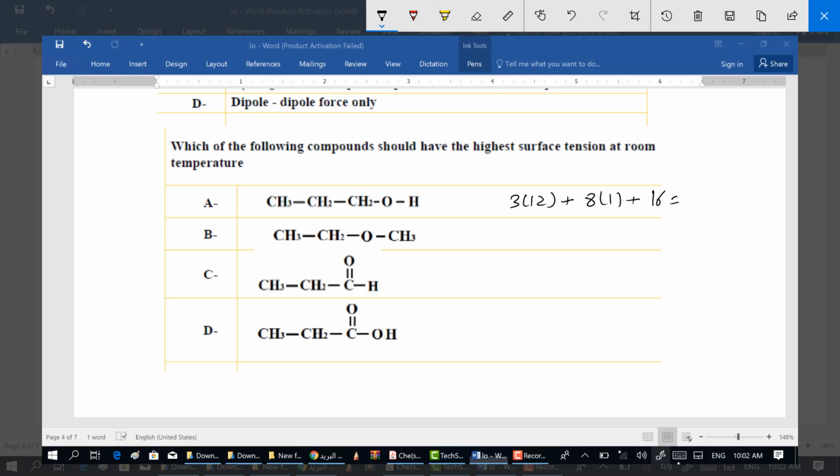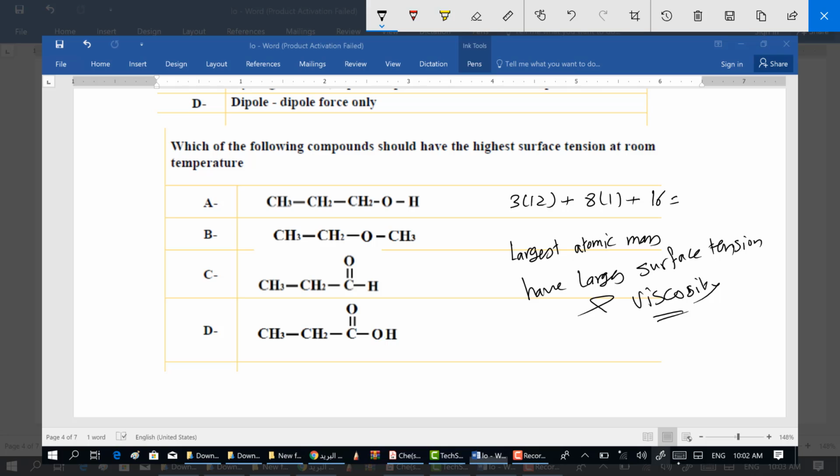The substance that has the largest atomic mass has the largest surface tension and also a high viscosity. Surface tension is the ability of the liquid to resist being penetrated, so it's called surface tension. So we calculate the molar mass for each compound. The highest molar mass will have the highest surface tension.